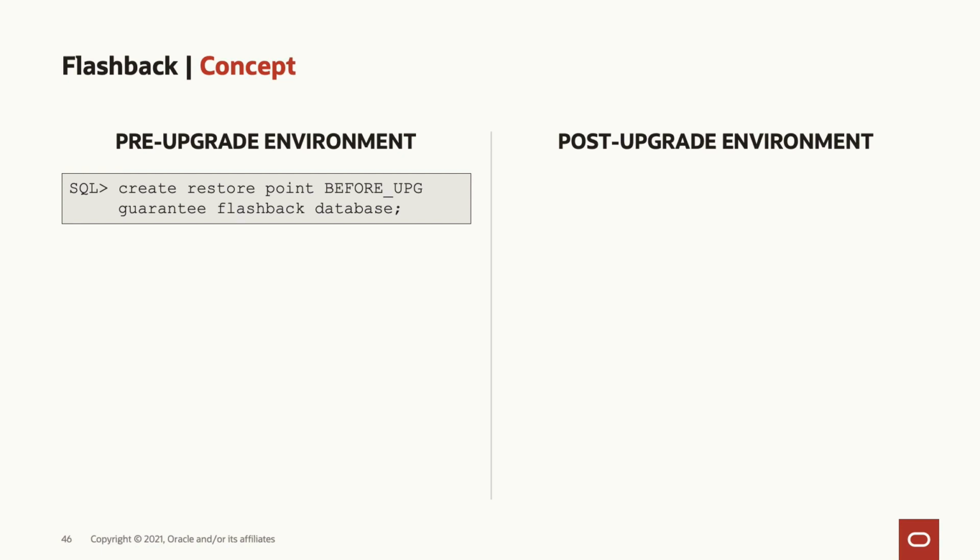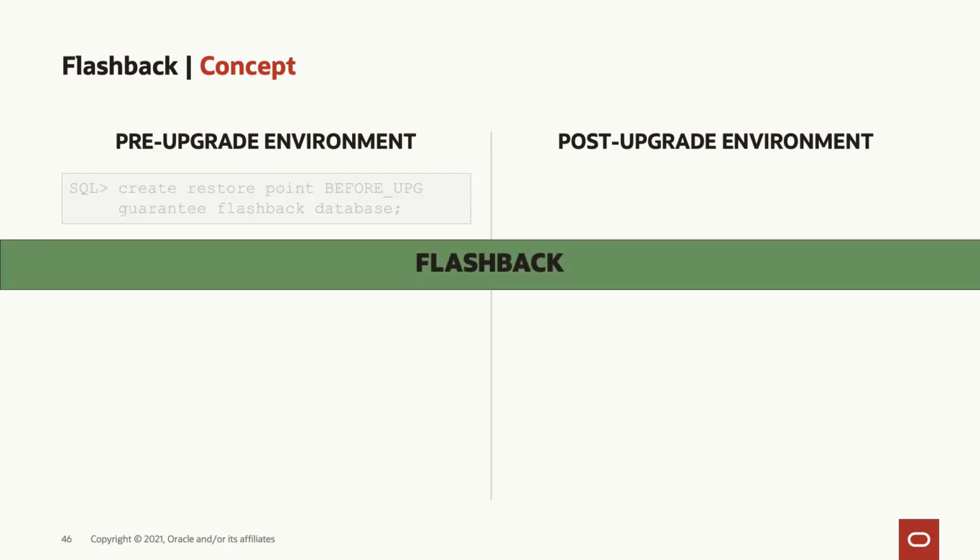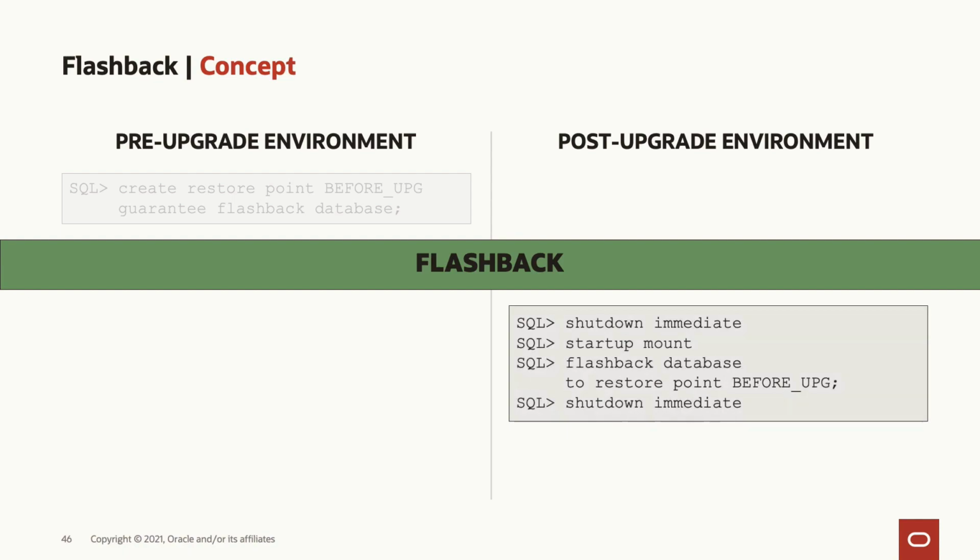Now imagine that after running your upgrade, you need to roll back to that point in time before the upgrade. So you need to flashback. What you do is in your post-upgrade environment where you had the failure, you shut down the database, you start up your database in mount mode in that post-upgrade environment, and then you flash back the database to that GRP that you created, okay? So the GRP here in this example is named before upgrade.